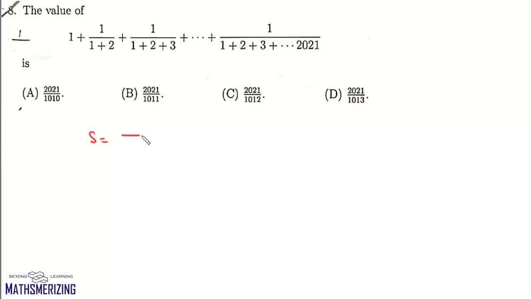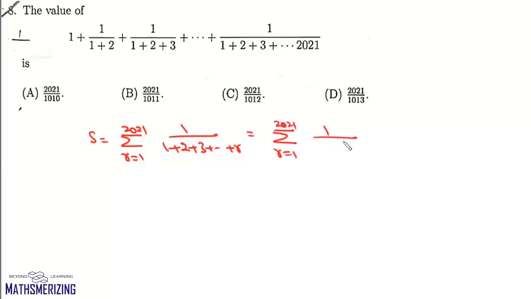We can write this sum as summation r varies from 1 to 2021, 1 upon 1 plus 2 plus 3 up to r. Now this is summation r varies from 1 to 2021, and this is r(r+1)/2. Now we can write this as 2 times this summation r varies from 1 to 2021, and then 1 upon r minus 1 upon r plus 1.